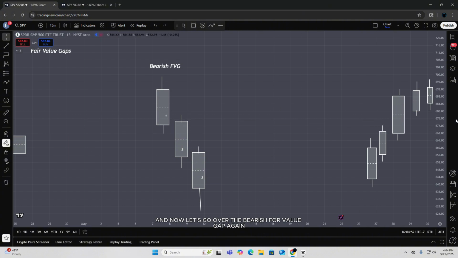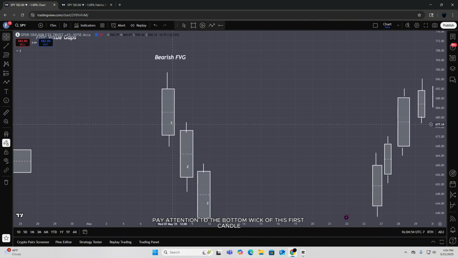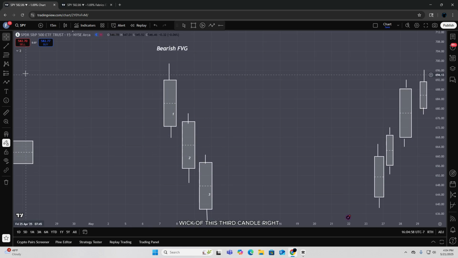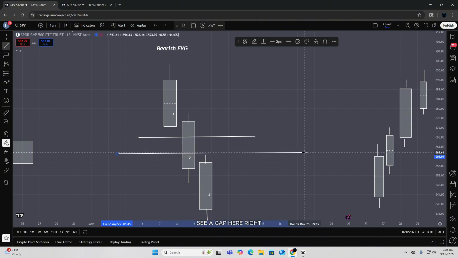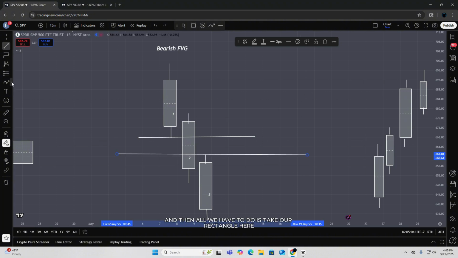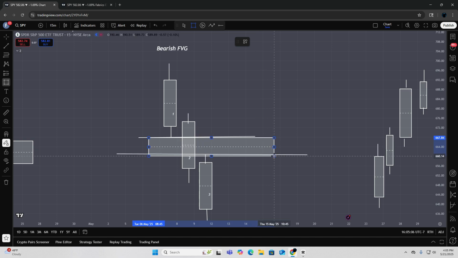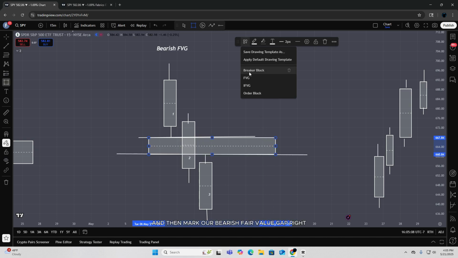And now let's go over the bearish fair value gap. Again, pay attention to the bottom wick of this first candle, and then pay attention to the top wick of this third candle. Right here, we see some sort of gap. And then all we have to do is take our rectangle here and mark our bearish fair value gap.